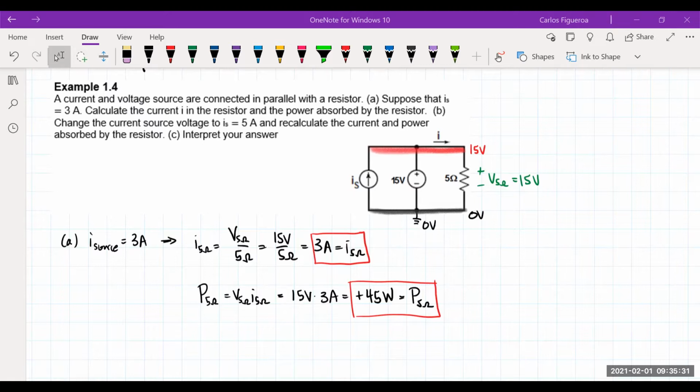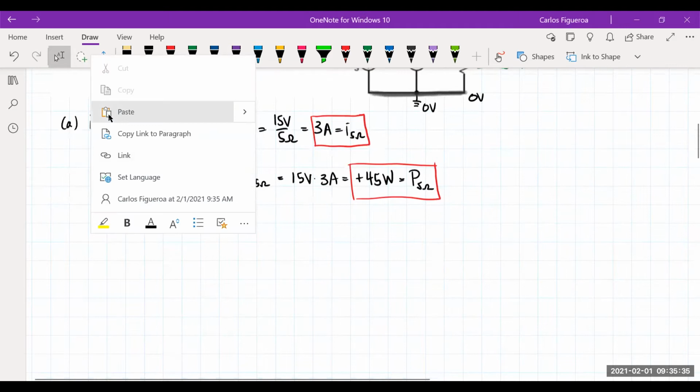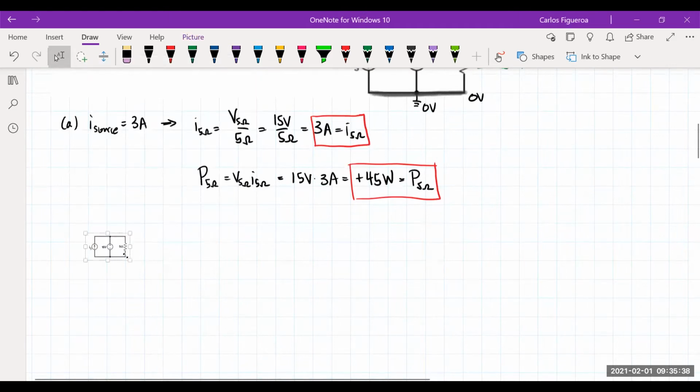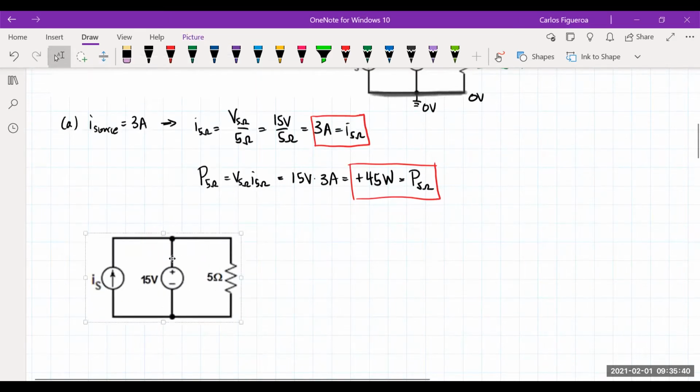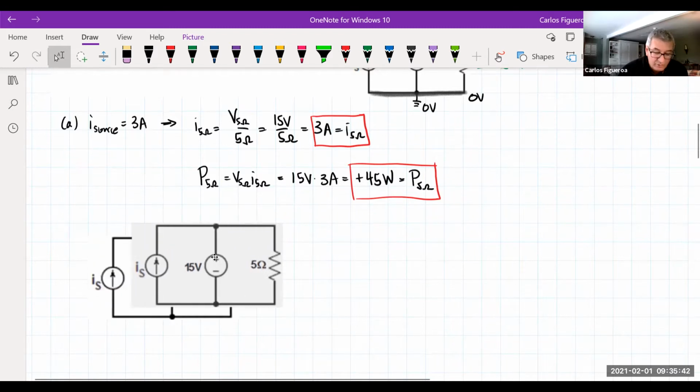Hey, Carlos, a quick question. If that's the case, we're saying that there's no current running through the branch where the voltage source is in that case? That's exactly what we're going to go through right now.